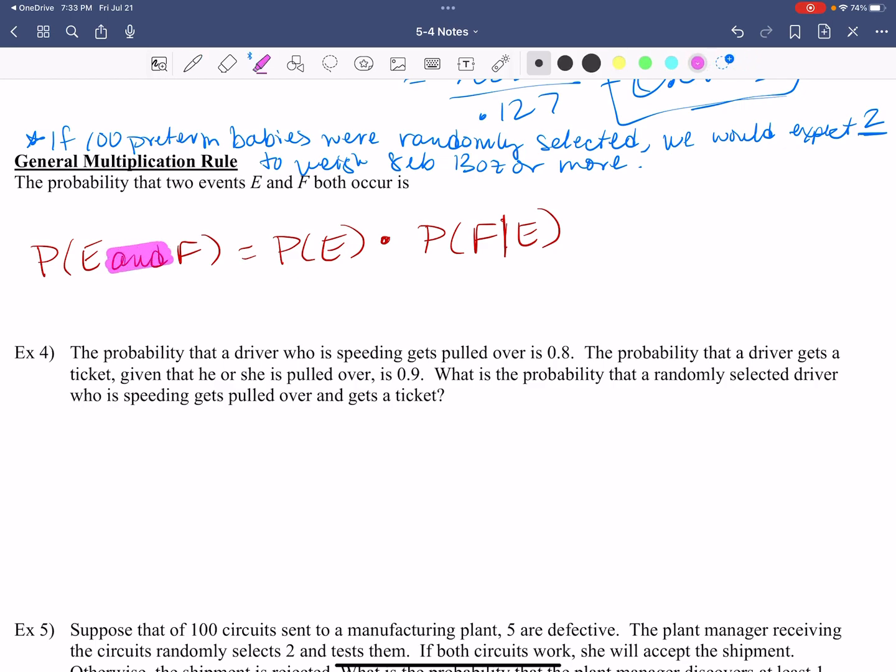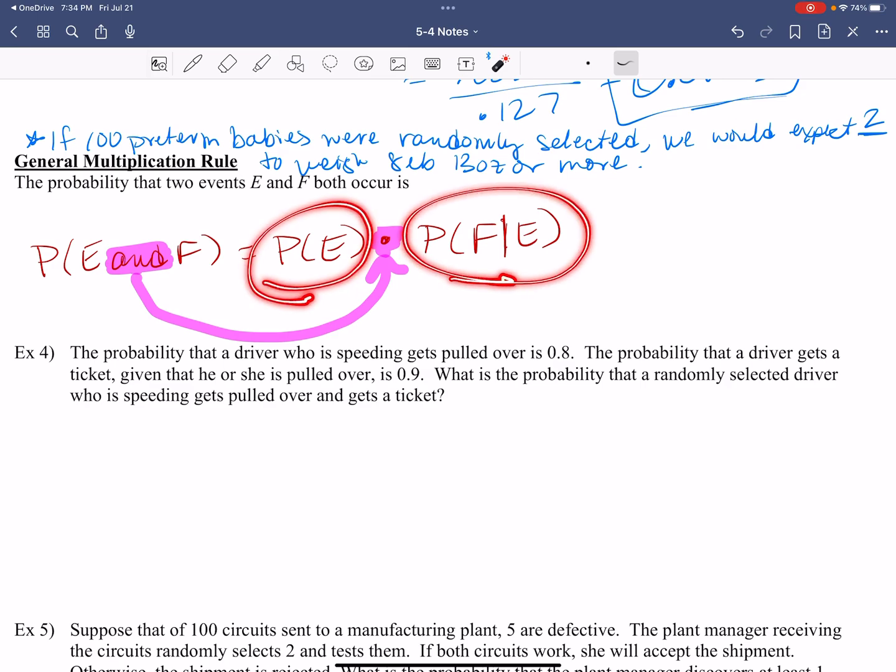What word is between E and F? And what symbol is being used here? Multiply. Boom, mic drop. All right. What's happening here is that instead of just saying E and F as two independent events that we're looking at, now we're saying E and F given E, right? There's just more information about this second point, but it's still an and situation. All right.